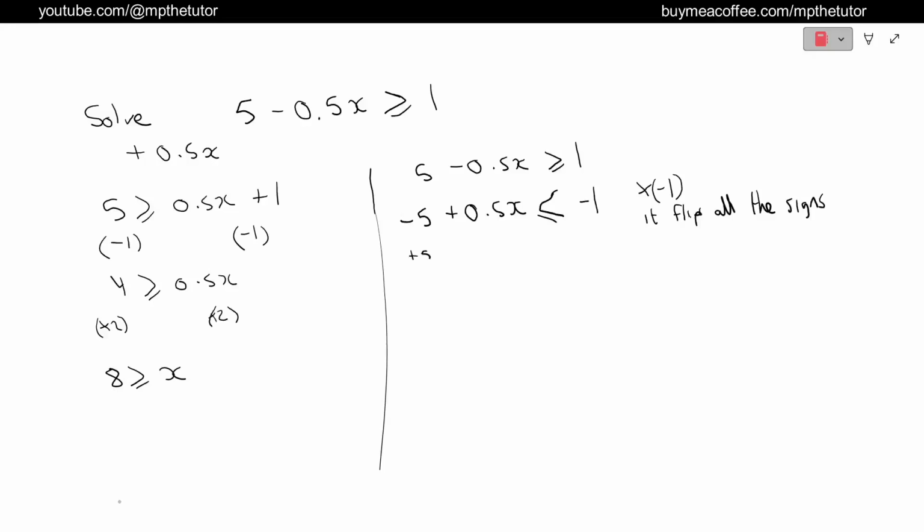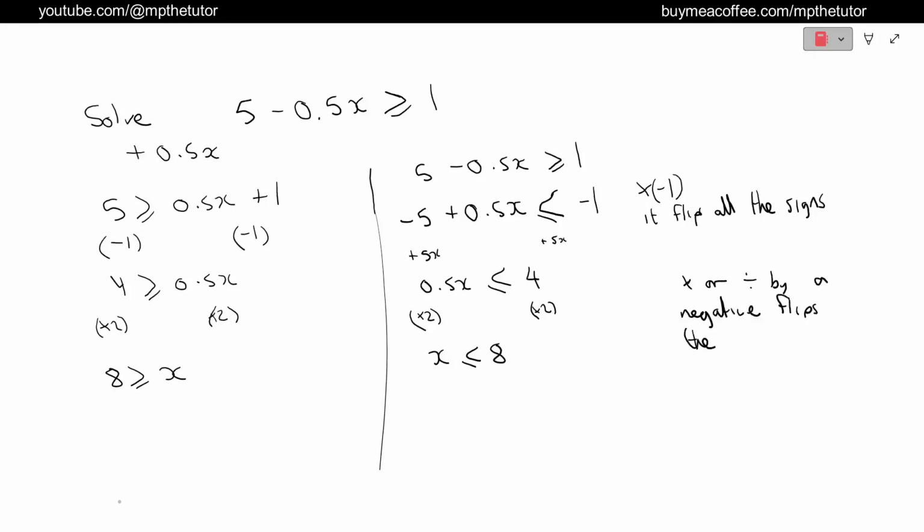Then I'm going to add 5 to both sides. So you get 0.5x, or minus 1 plus 5 is 4. And then I'm going to times by 2 to get x is less than or equal to 8. So they are the same thing, but if you end up multiplying by a negative or negative 1, it flips the inequality sign. So times or divide by a negative flips the sign.